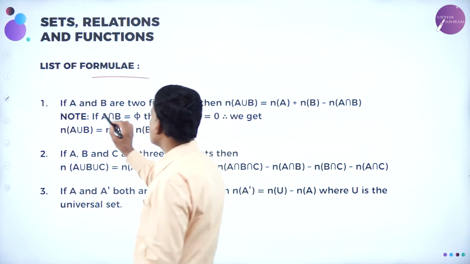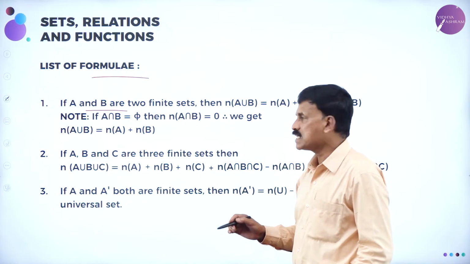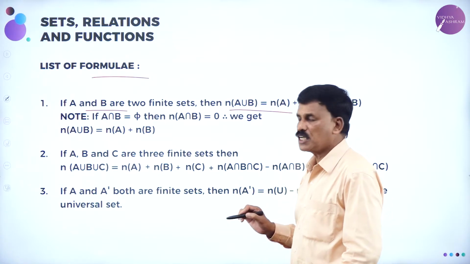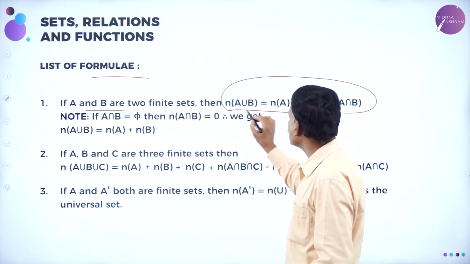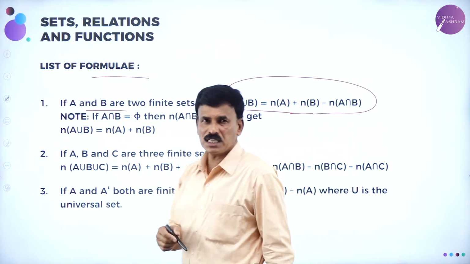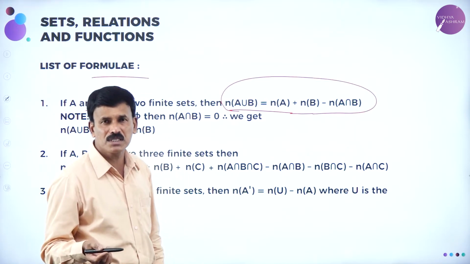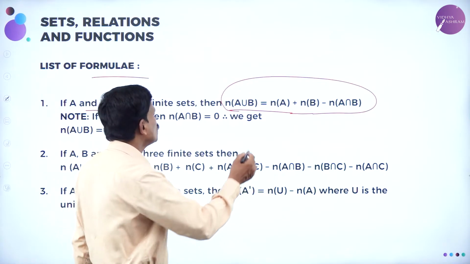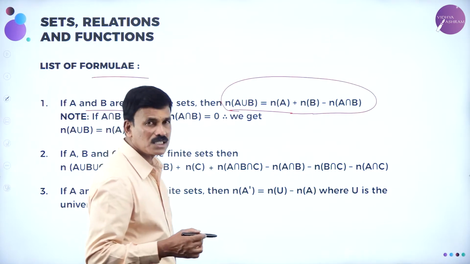Suppose for any two sets, if A and B are any two finite sets, then n of A union B, the number of elements in A union B, is equal to n of A plus n of B minus n of A intersection B. The number of elements in A union B is equal to the number of elements in A plus the number of elements in B minus the number of elements in A intersection B. So n of A union B is equal to n of A plus n of B minus n of A intersection B.